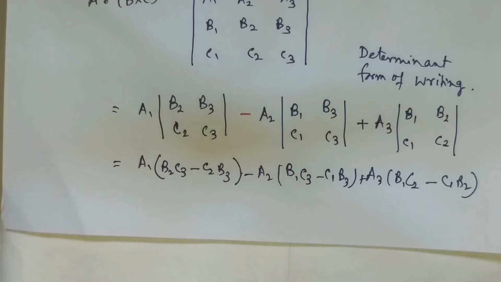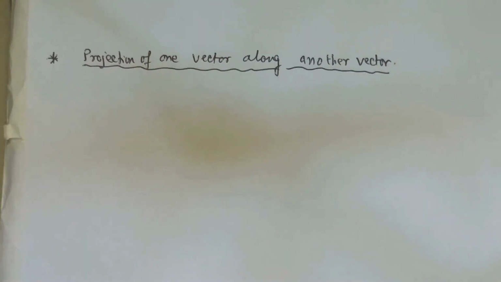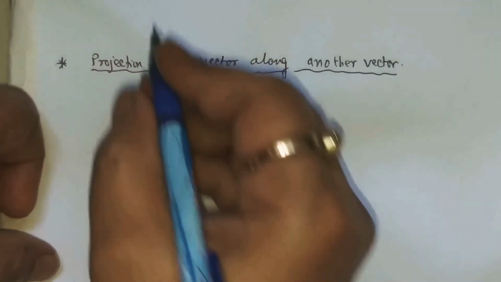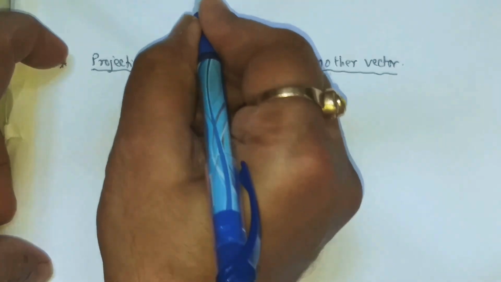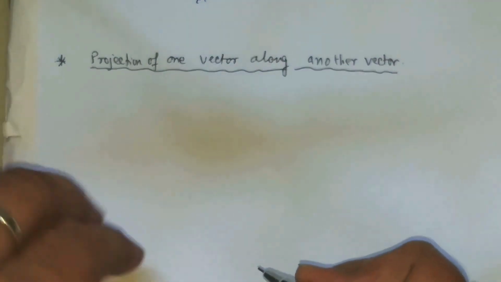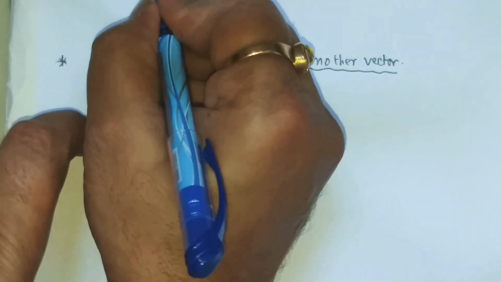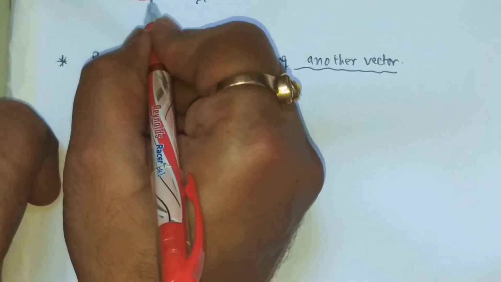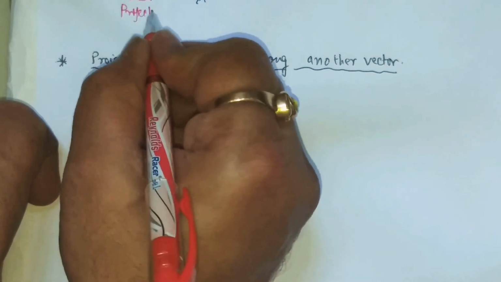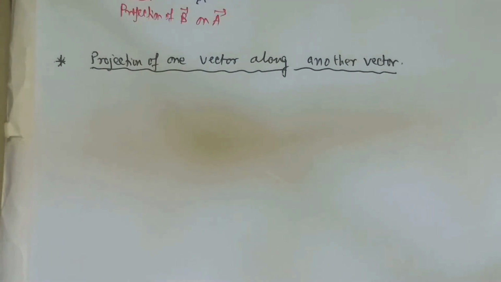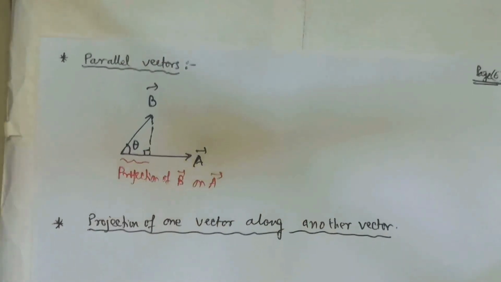Now you see one basic point: projection of one vector along another vector. How to project it? Suppose you have vector A and vector B, and theta is the angle between them. If you draw a perpendicular on this, this is the projection of B on A. Just keep on observing. I just put a heading.